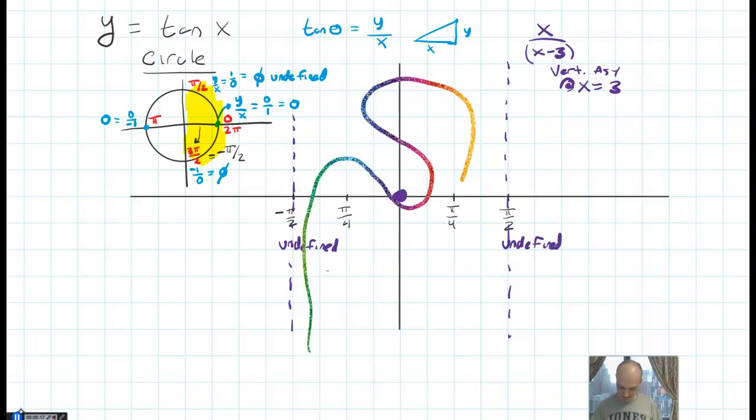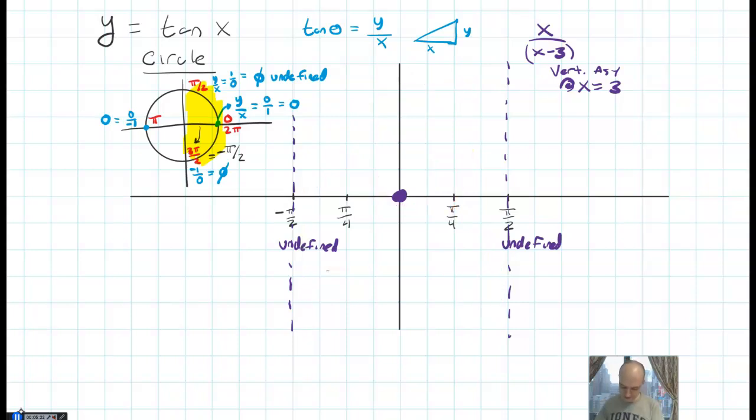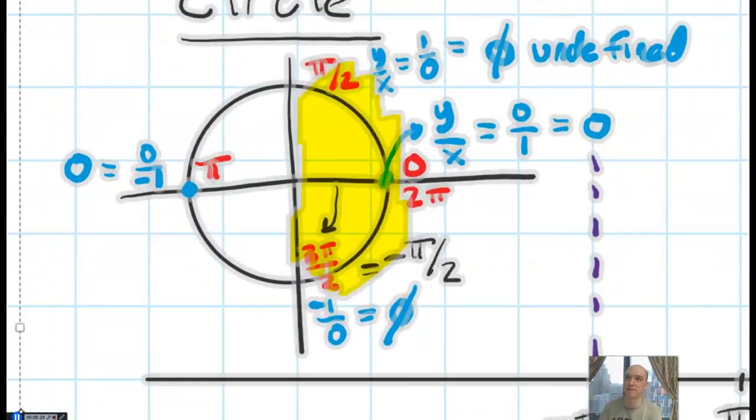The graph could, like, that could be the graph for all we know. So let's get some more points. We're going to go back to the circle for it.